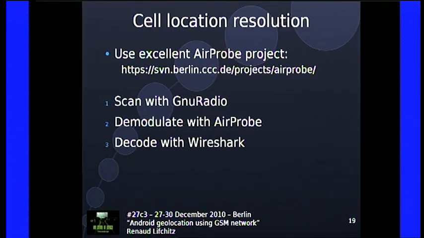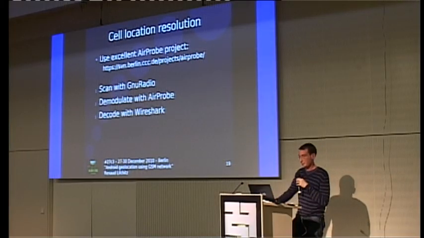So, in order to achieve that, I used the AirProbe project, which is a project for GSM sniffing. First of all, you have to scan the frequency to find all the different BTS with GNU Radio. When you have identified the good frequencies, you have to demodulate the signal with AirProbe. And when you have the demodulated signal, you have to decode it with Wireshark. Right? So 3 simple steps.